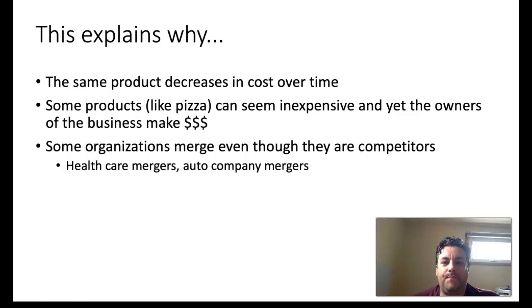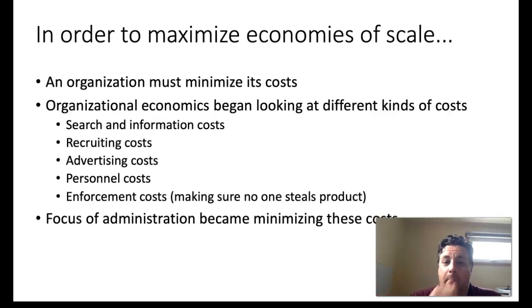So economies of scale also explain why some companies merged even though they're competitors, and that was true for Chrysler when they merged with Daimler, and so on and so forth. It also explains why healthcare mergers sometimes happen. They can spread their costs out over a wider array of service providers and sites and things like that.